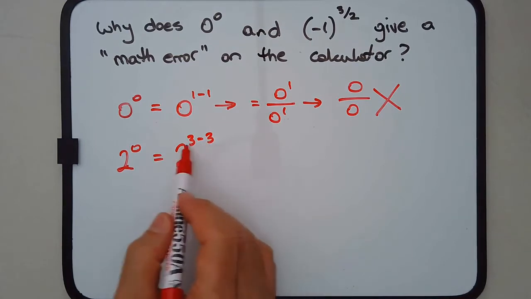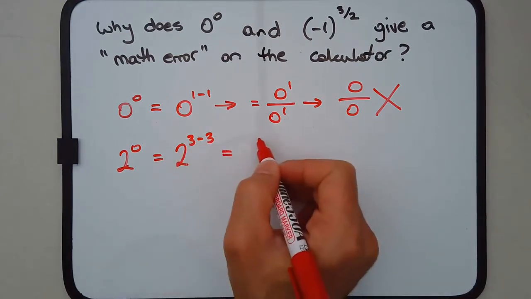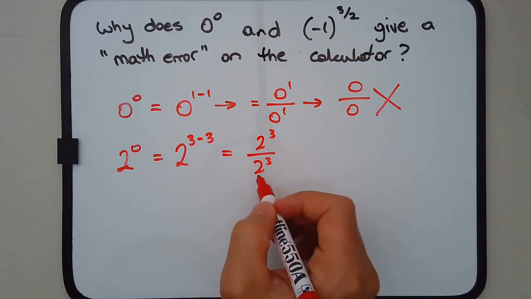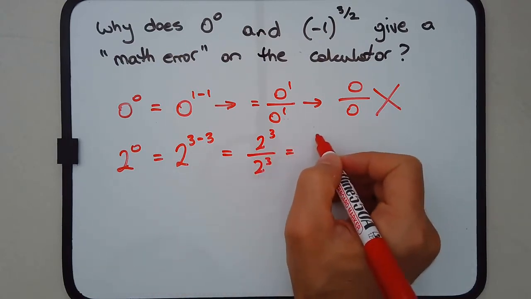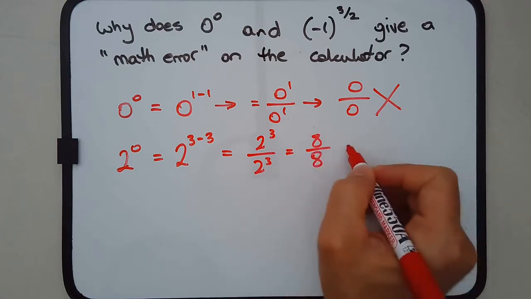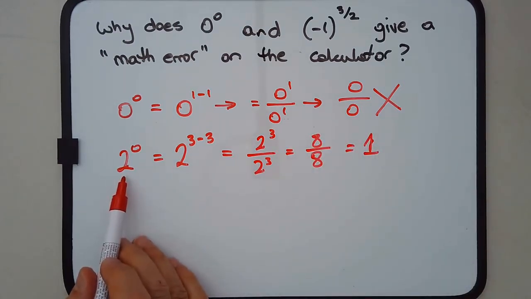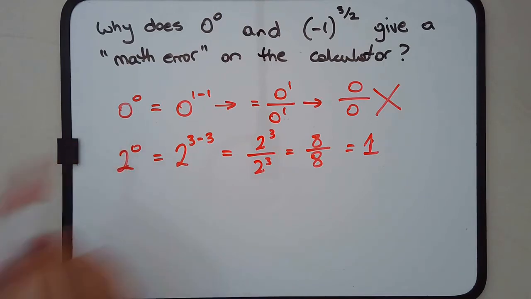As long as the two values here are the same, that's just the same as saying 2 to the power of 3 over 2 to the power of 3. 2 to the power of 3, we have a value for that. That's just 8 over 8, and that equals 1. Okay, so anything else will work, just not the 0. So I just wanted to explore that one a little bit further.